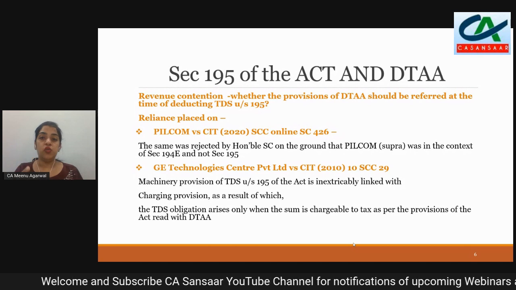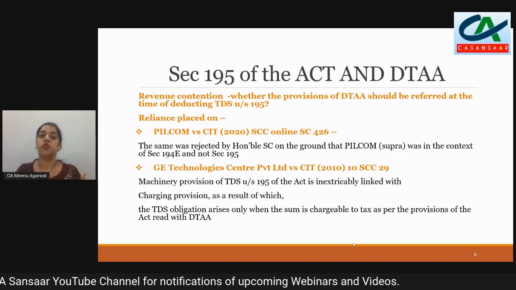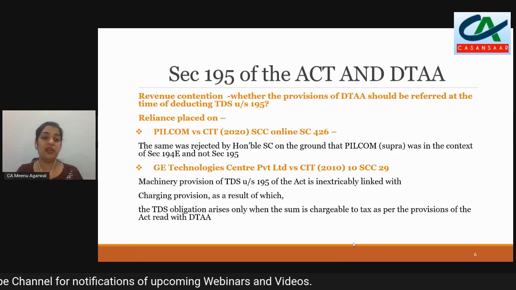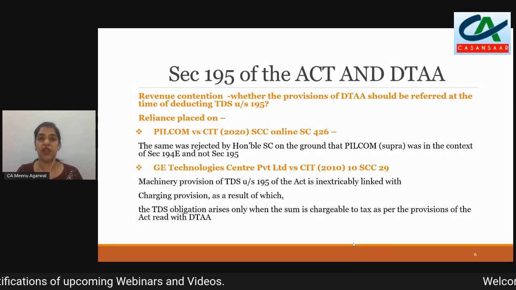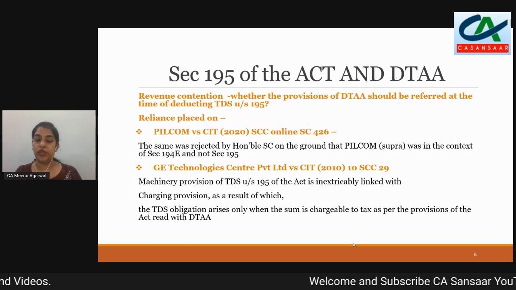The facts of Pilcom were that there was a payment made to a non-resident sportsman under Section 194E of the Act at the rate of 20%. We'll see how the Supreme Court concluded on this.